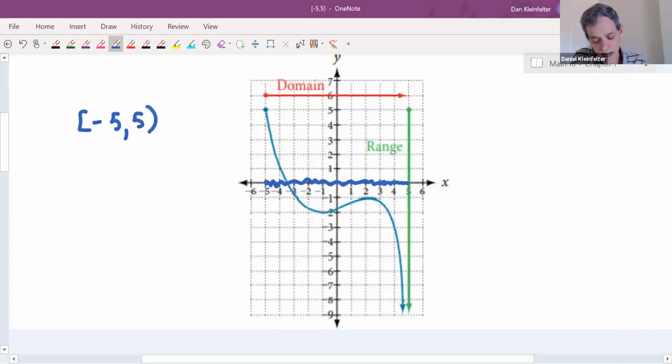It would be everything from -5 up to, but not including, 5. I'm showing this as not including 5 because the graph continues to get closer and closer to 5, but it doesn't look like it ever reaches it. We'll look at graphs that behave more like that later on, but for now, that's what we've got.